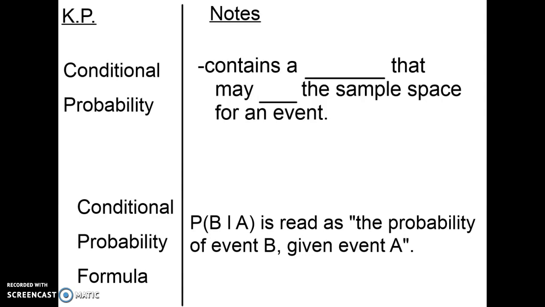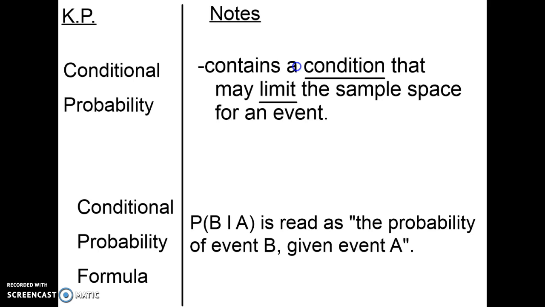We've covered a lot of different concepts. Our last one that we're going to cover here is conditional probability. We're going to go through a couple of examples as well. Conditional probability contains a condition that may limit the sample space for an event.